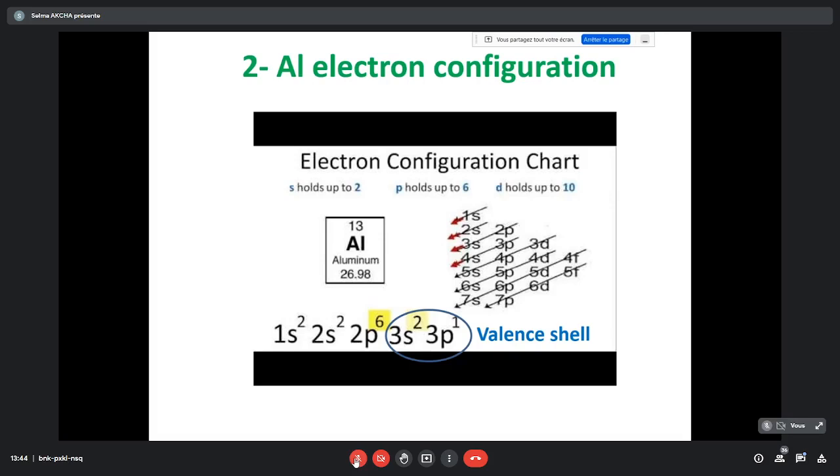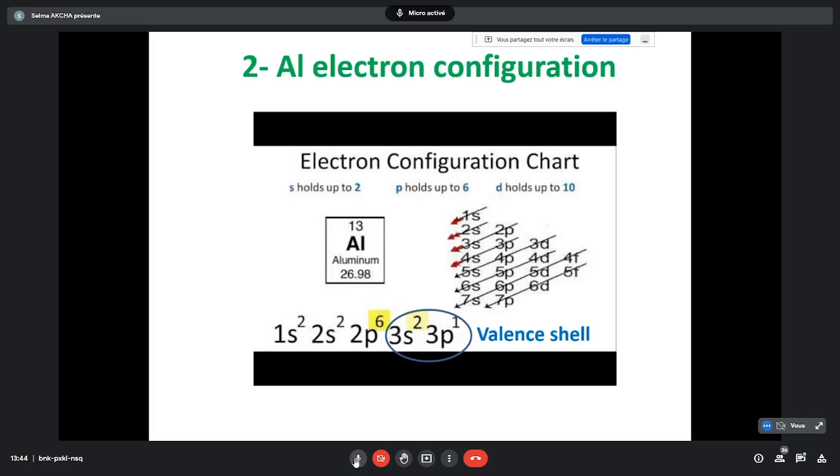Okay, guys? And you start drawing the arrows. Vous commencez à dessiner les arrows, c'est la flèche, arrow. You start drawing the arrows from the right to the left, de la droite vers la gauche. 1s, 2s, 2p, 3s, 3p, 4s, 3d, 4p, 5s, and so on. When we want to write the electron configuration, we have to follow the arrows. On doit suivre les flèches. For aluminium, what is the atomic number of aluminium? It is 13 or 26?